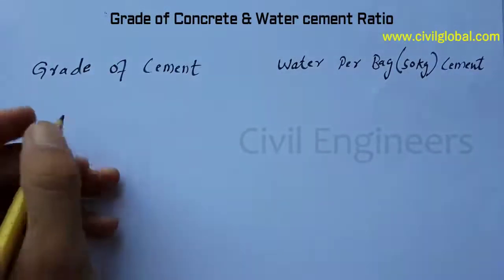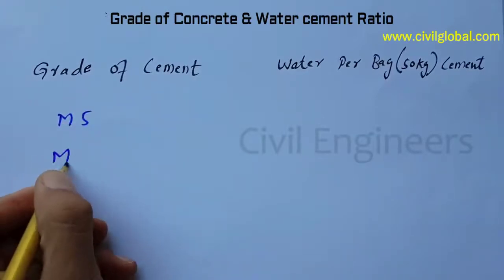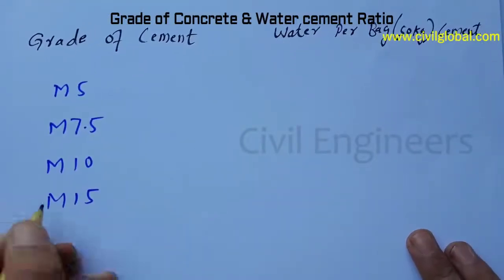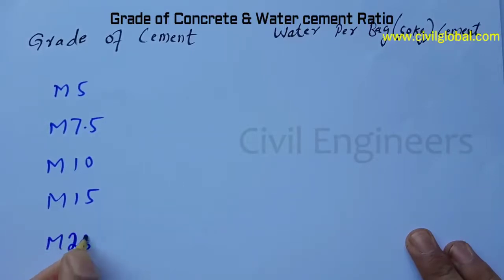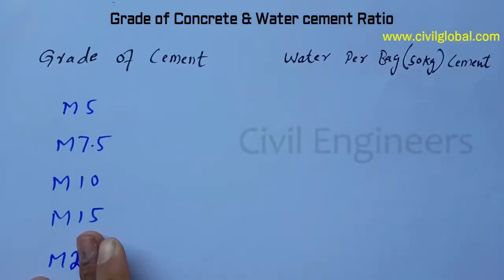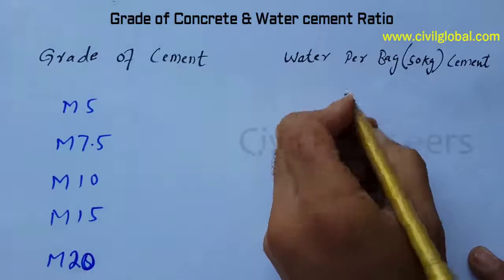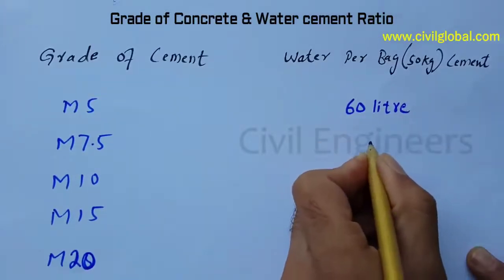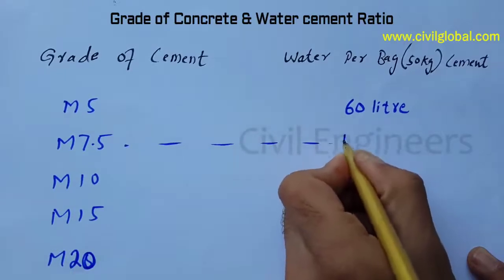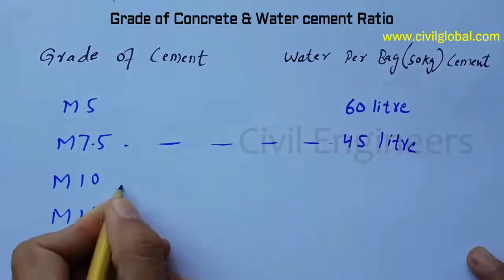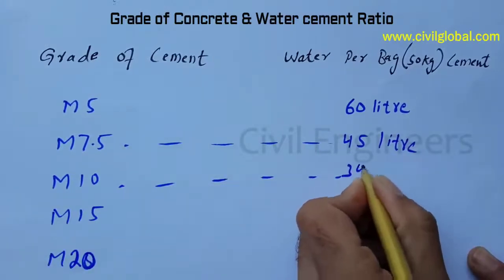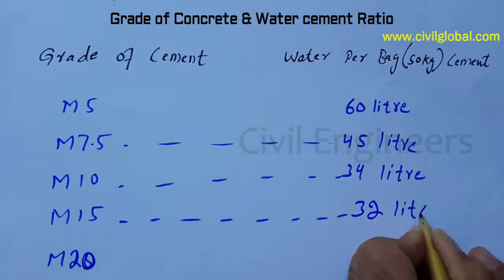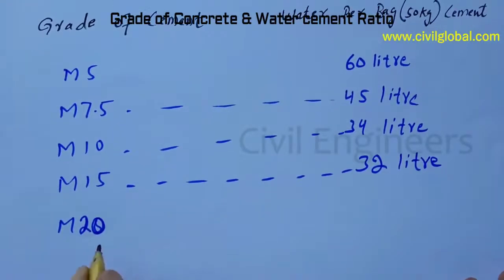Now for M5, M7.5, M10, M15 and M20. First of all, for M5 we need to use 60 liters of water. For M7.5 we need 45 liters. For M10 we require 34 liters. For M15 we need 32 liters. And for M20 we need 30 liters.